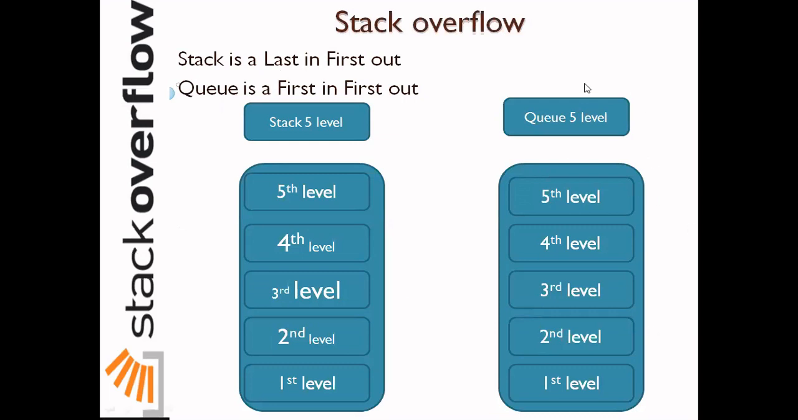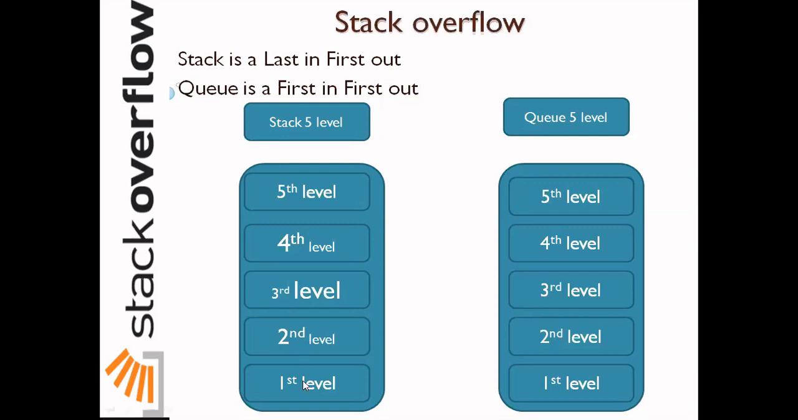So here I am using a stack memory or queue memory. Here we have 5 levels. Five levels means we can store 5 bytes of data. If you have 4 levels, we can store 4 bytes of data. So this is called a five-level stack, and we can store 5 bytes of data.